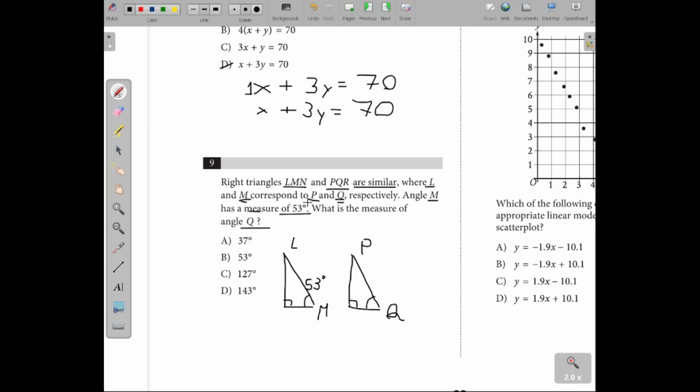Since these angles are similar, they have to be within the same measure. So this has to be 53 degrees to this angle of Q, because we know that angle M is congruent to angle Q, since they are similar. So the answer is B.